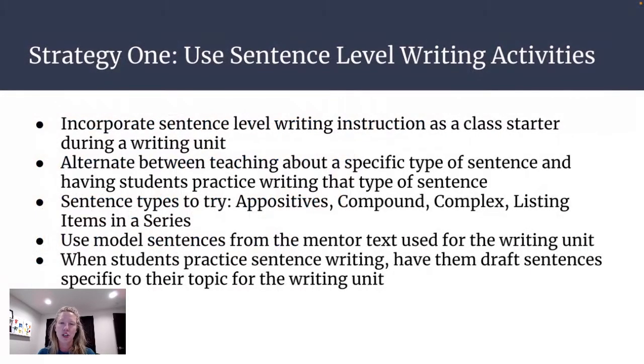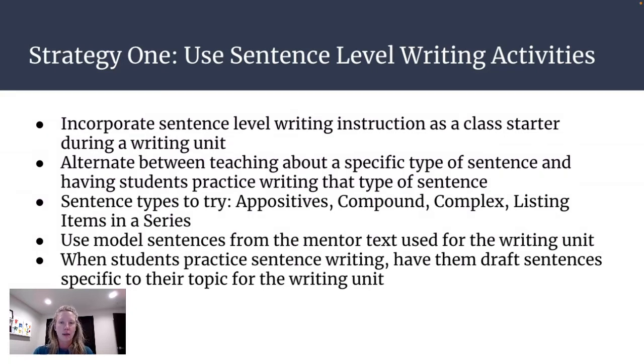So the first strategy that I'm going to lay out is called sentence level writing activities. This is something that you'd use as a class starter during a writing unit, where you would incorporate some instruction around different sentence types. How I would do this is I would alternate between teaching about a certain sentence type and then having students practice using that sentence type.